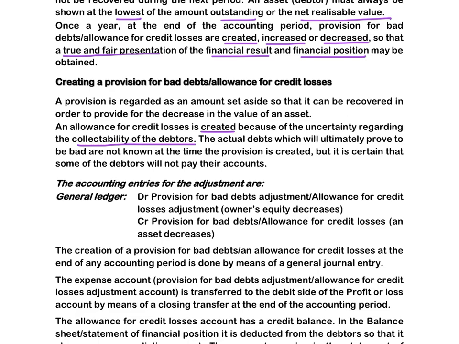The entry that you will complete is to debit the provision for bad debts adjustment and to credit the provision for bad debts. The creation for provision for bad debts at the end of the accounting period is done with a general journal entry and then posted to the general ledger.